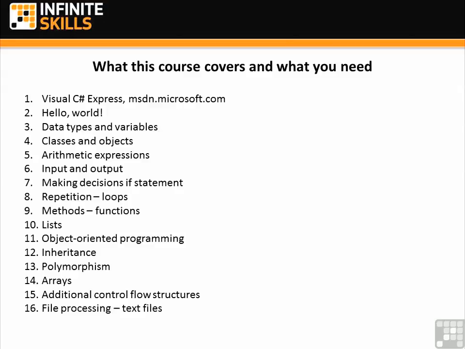That'll be file processing with text files. And then finally, we'll talk about a few miscellaneous topics that don't really fit into any of the categories listed above. So that's what we're going to cover in the course. And like I said before, first thing you'll need, and really the only thing you're going to need, is a copy of the Visual C# Express program. And you can download that from msdn.microsoft.com. And if you go to the next video, I'll show you how to do that.